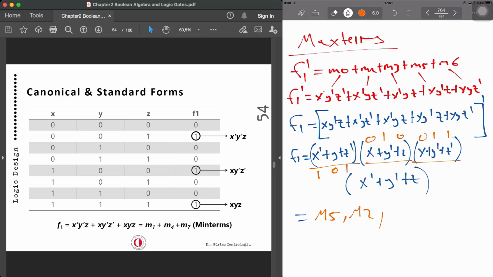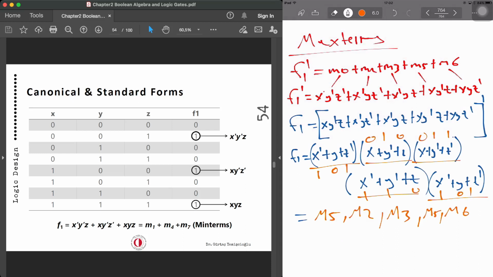This is going to be 0, 1, 1. As in the max terms, we are taking the opposite of those. This is going to be m3. And this one, maybe I skip 1. And this is going to be 1, 1, 0, which is m6. I think I have skipped 1. And that's going to be x prime or y or z prime. Okay, and this is actually 1, 0, 1, which is m5.